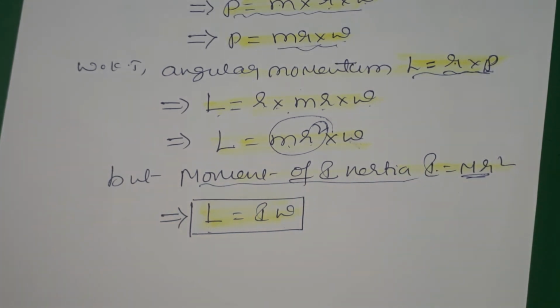That is why angular momentum of a body in rotatory motion, L, is equal to the product of moment of inertia and angular velocity omega. That is why L is equal to I into omega. That's all for this explanation.